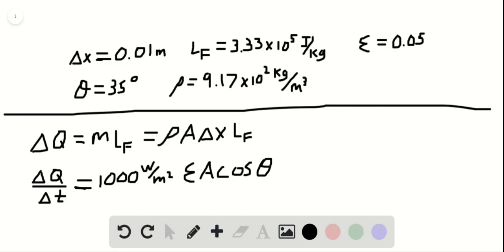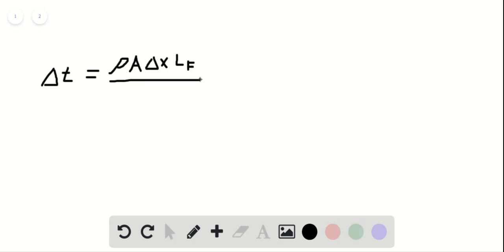Okay, well then if we go ahead and solve for delta T and use the first expression for delta Q, we'll do this on this new page, we find that delta T is equal to rho times the area times delta X times L sub F, because that was Q, divided by the value of delta Q to delta T. Okay, so that was 1,000 watts per meter squared times epsilon times the area times the cosine of the angle theta.